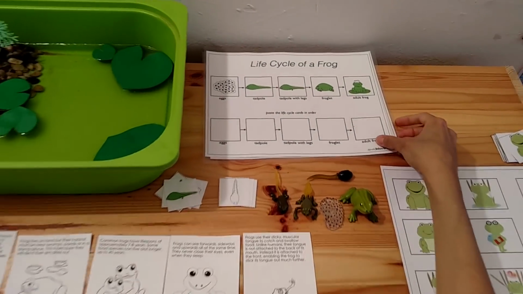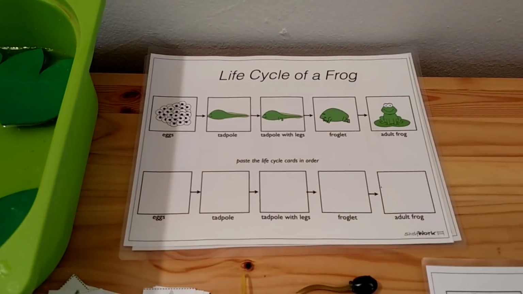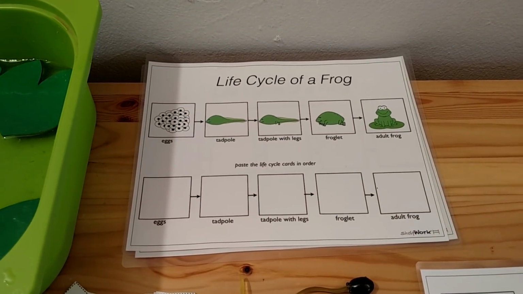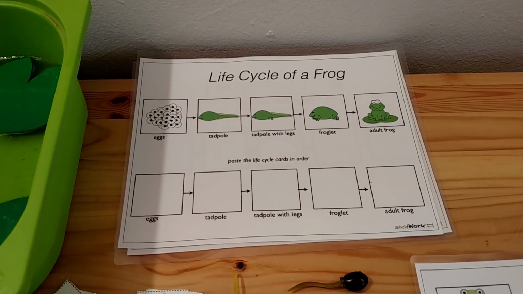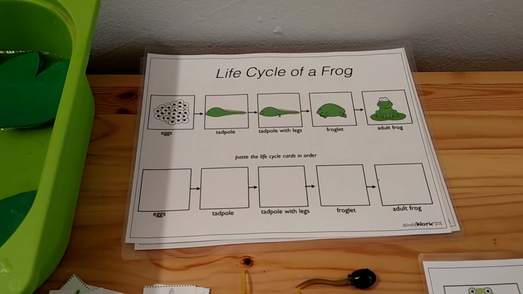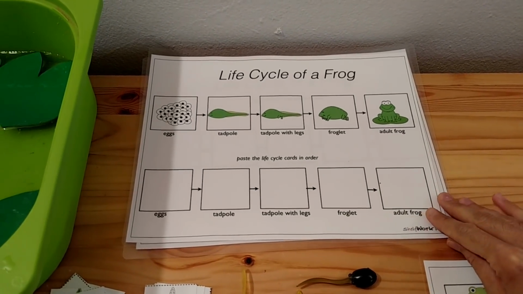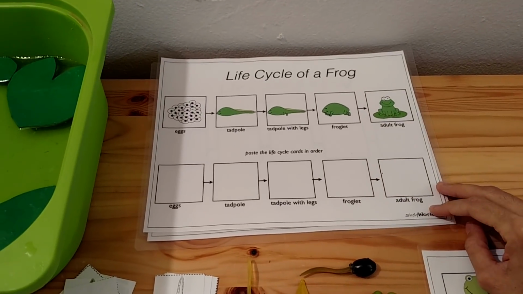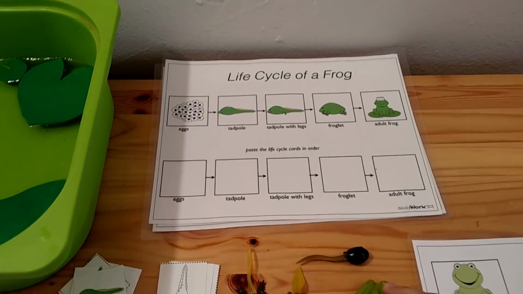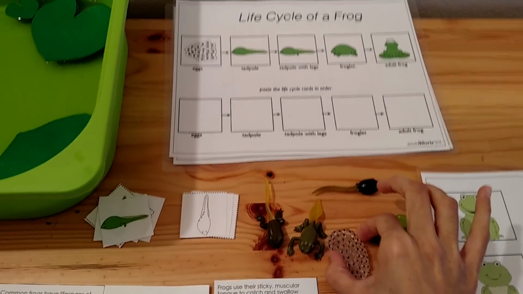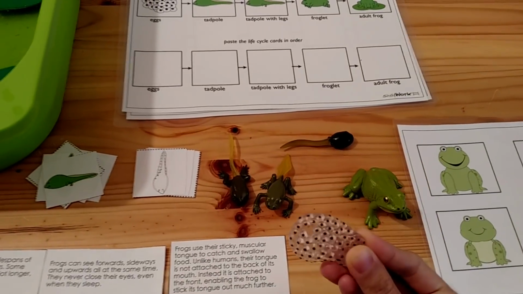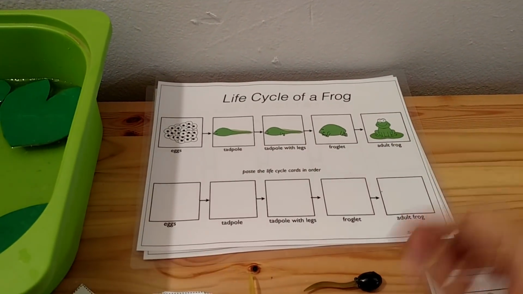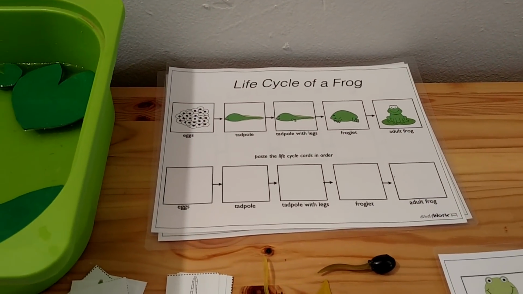So here we have how to teach children about the life cycle of a frog. Here I have a printable, and you can get all of the printables here on my blog for free. I will post a link in the description box. Here we have the life cycle of a frog printable. This is laminated, and you want to have the child match up the figures with the pictures up on the top so that they can learn the life cycle of a frog.